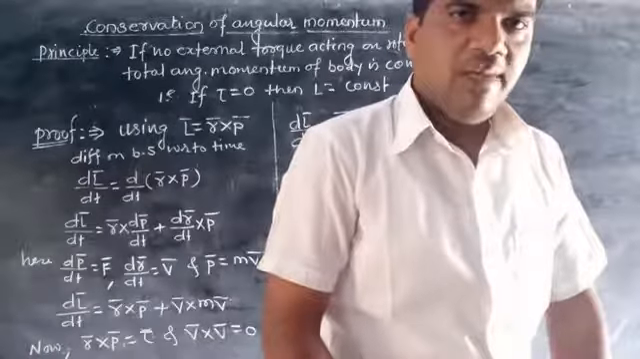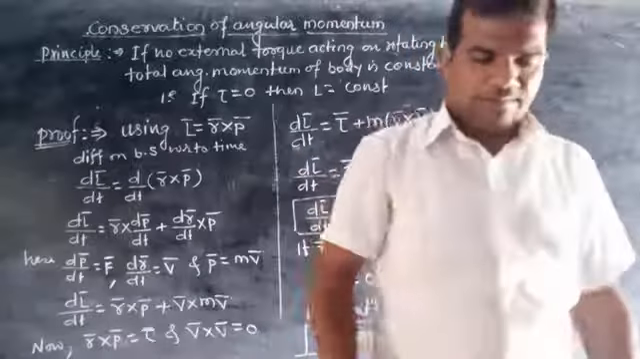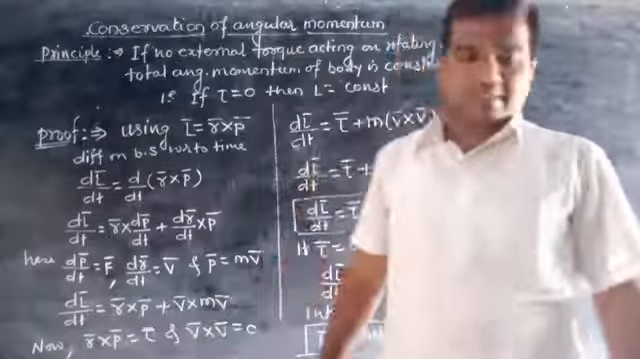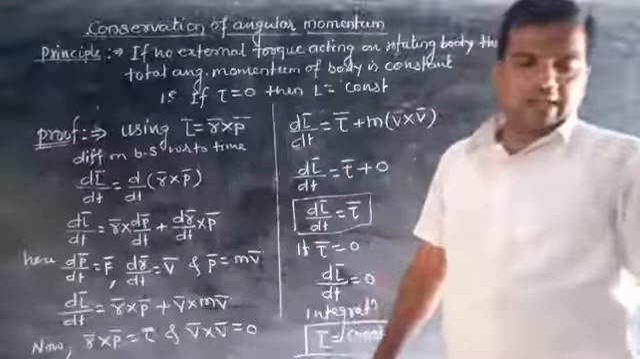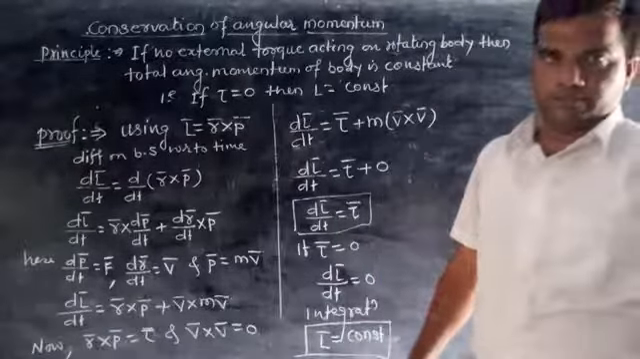Now we can see some examples of conservation of angular momentum. First, ballet dancers. Second, diving in a swimming pool.